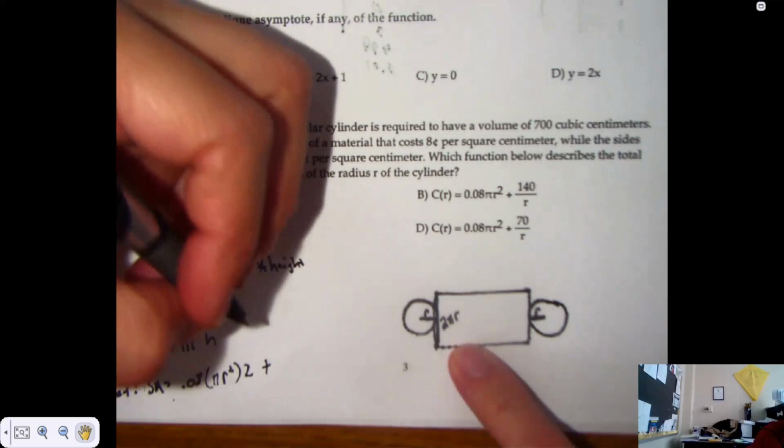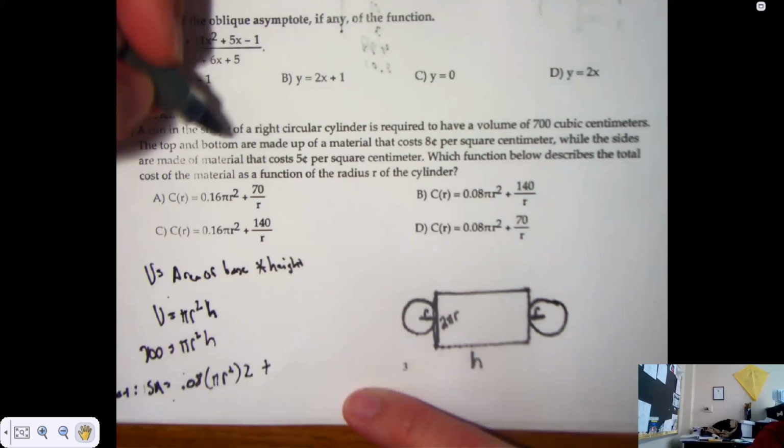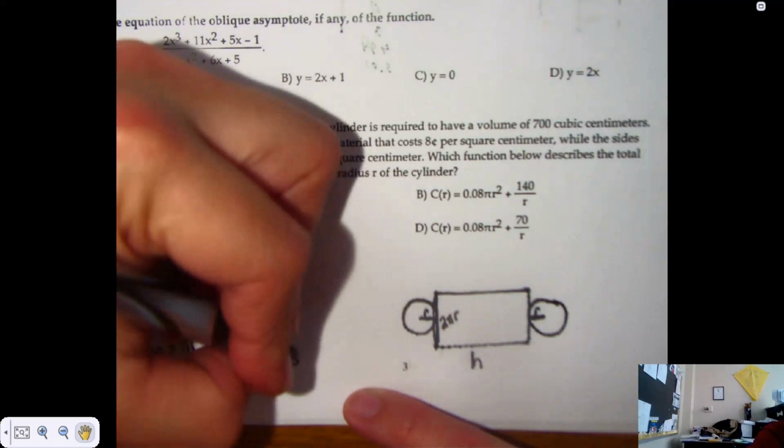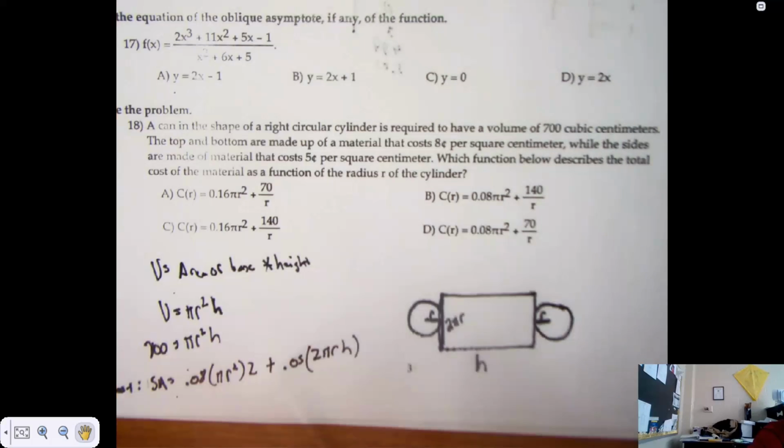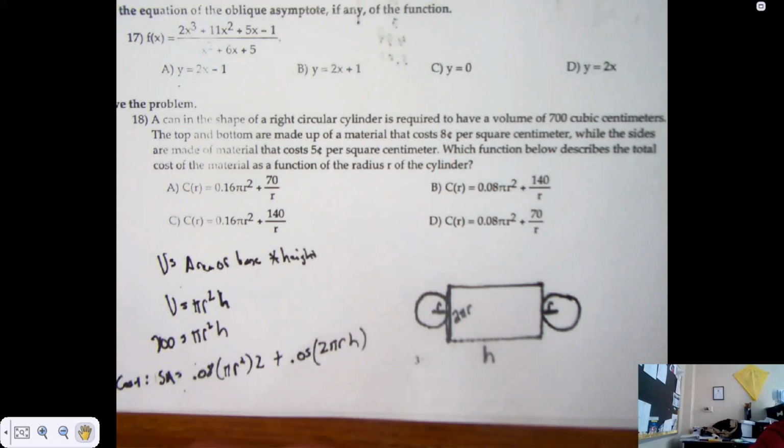The rectangle is 5 cents, 0.05, 2 pi rh. That would be a cost function. 8 cents times pi r squared plus 5 cents times 2 pi rh. Now this is a two-variable equation. Can't have that. How many variables can you have? One. So that's where that volume was given for. That's why it was given.